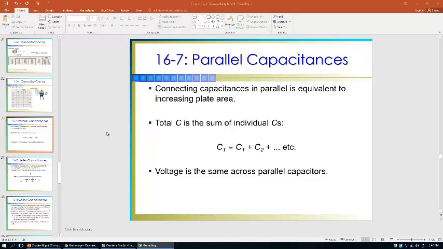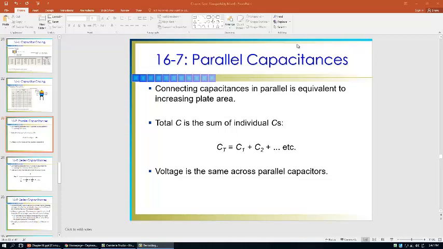Hi everyone, again, this is the second part of chapter 16. In the first part we covered the first 6 sections of the chapter, and now we're going to start at the 7th section, which is parallel capacitance. This chapter is basically a very high level explanation about what capacitance and capacitors are.